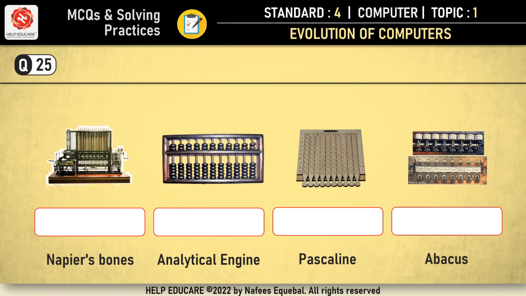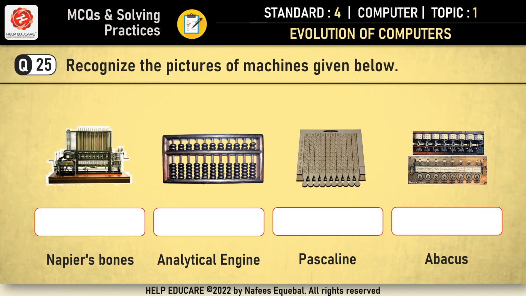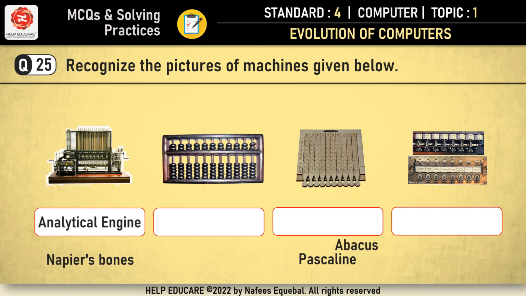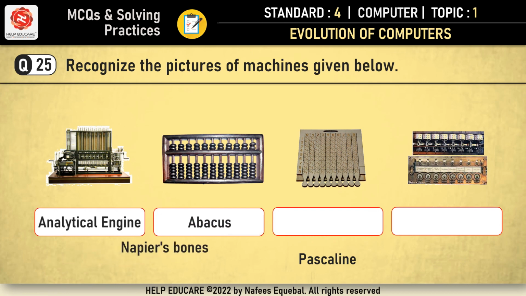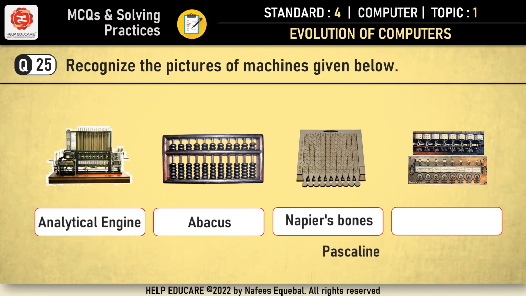Question number 25. Recognize the pictures of machines given below. Answer will be displayed in 10 seconds. First image is known as Analytical Engine, and second is an image of abacus, while third image is of Napier's bones, and fourth is an image of Pascaline.